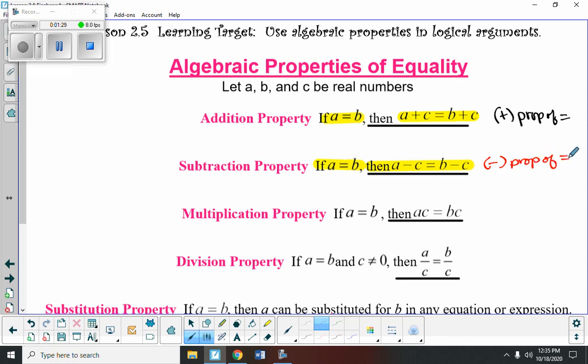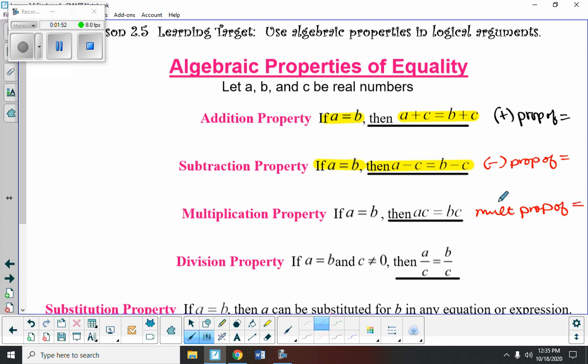The next one is the multiplication property. It says if a is equal to b, then ac equals bc. So if you multiply the number of blocks on one side by 5, then you'd have to multiply the number of blocks on the other side by 5 to keep it balanced. And we'll just write multiplication property of equality because sometimes the x gets confusing.